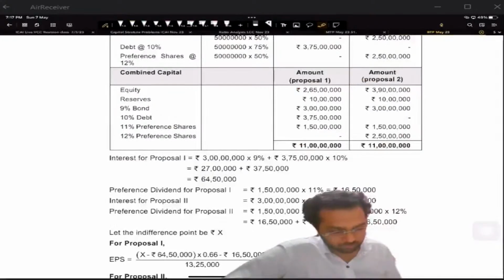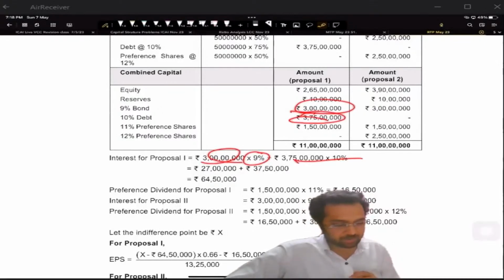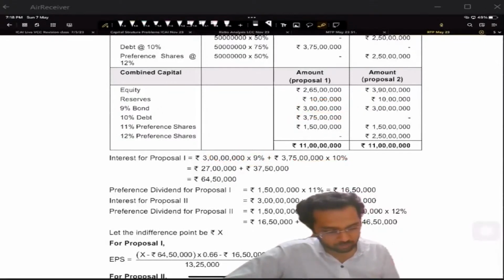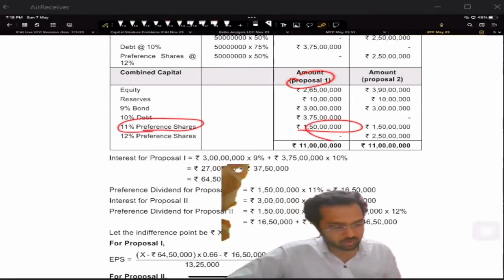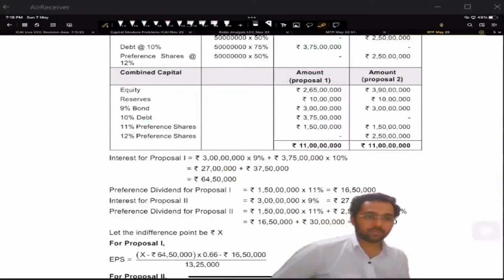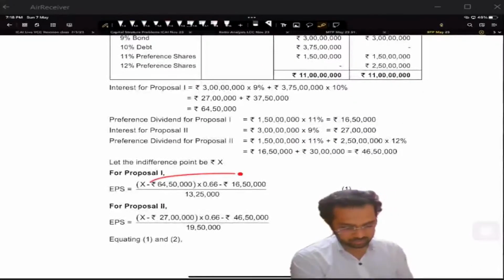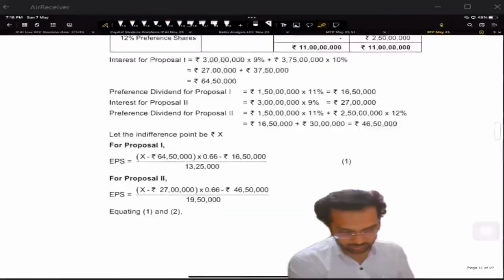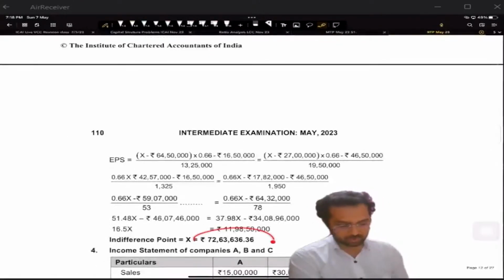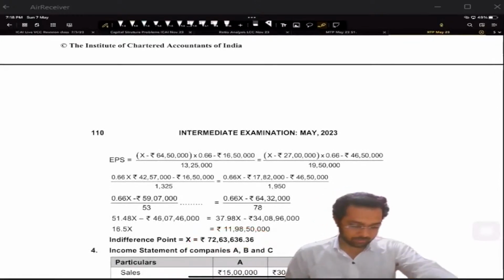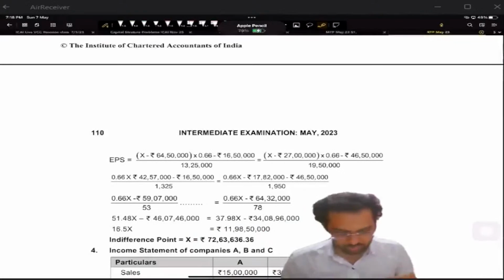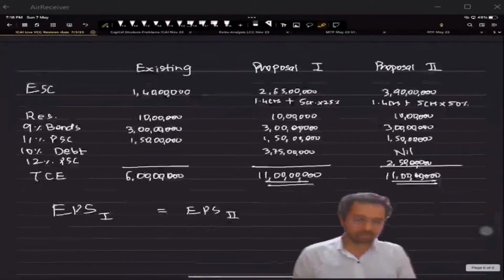Interest for the first proposal will be 3 crore multiplied by 9%, which is a debt, and also 3 crore 75 lakh multiplied by 10%. So total 64 lakh 50,000. Preference dividend similarly for the first proposal: preference shares of 1 crore 50 lakh into 11%. And similarly, you can do it for proposal 2. And we know that we just equate these two and get the value of X. That X will work out to be 72 lakh 63,636.